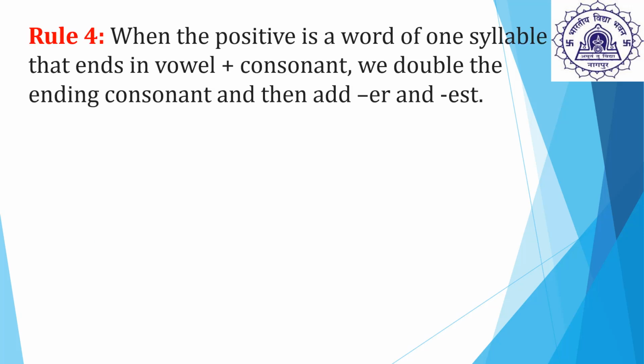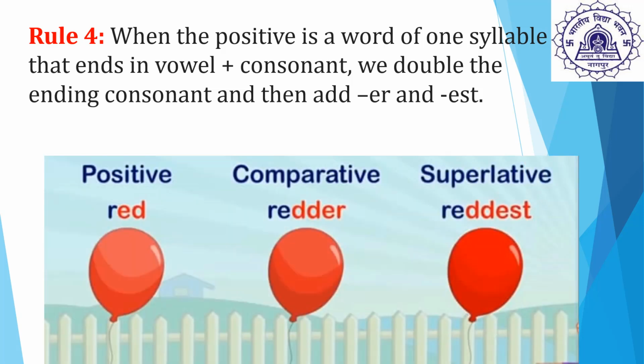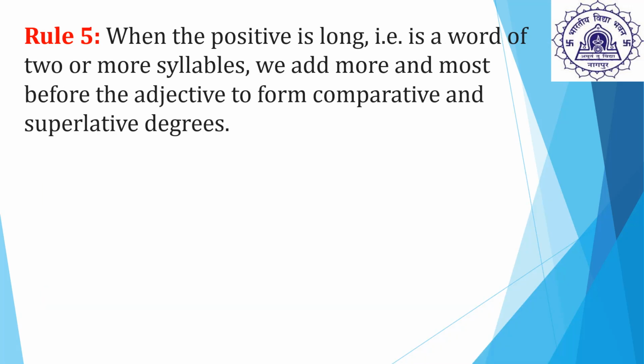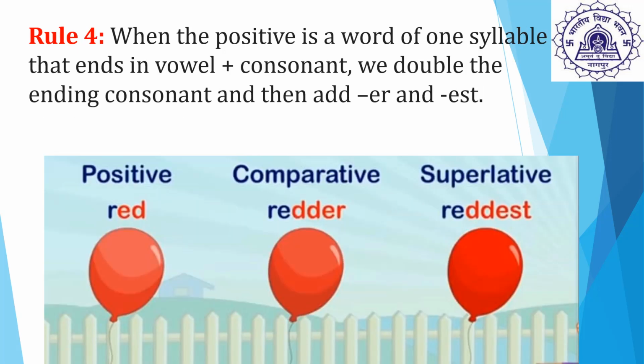The next rule says that when the positive is a word of one syllable that ends in vowel plus consonant, we double the ending consonant and then add ER and EST to it. So let's see the example of this rule. As you can see, children, red ends in D. So in the comparative degree, we double it: redder and reddest. So a double D plus ER and a double D plus EST.